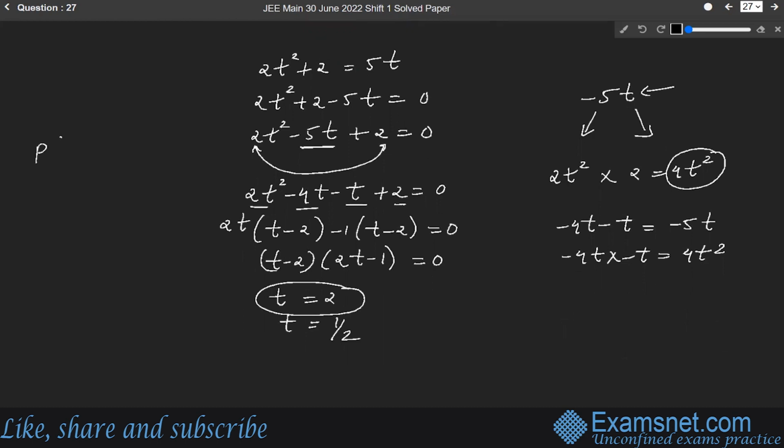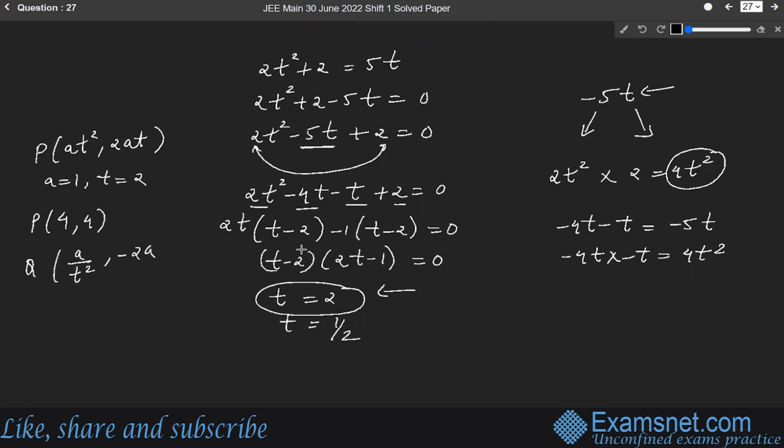What are the coordinates of P? at square comma 2at. A is 1 and t is 2, for now we are taking t equal to 2. So the coordinates will be a into 2 square, so 1 into 2 square, so 4. And 2 into a into t means 2 into 1 into 2, so again 4. Now about Q. The coordinates of Q are a upon t square, comma minus 2a upon t. Right? So a is 1 and t is again 2. So we have the coordinates as 1 by 4 and minus 1 by 2.